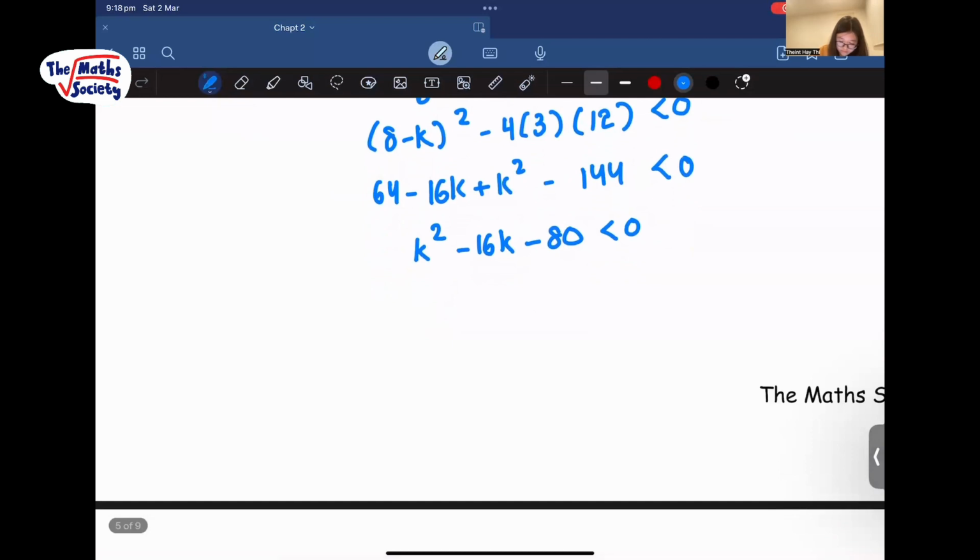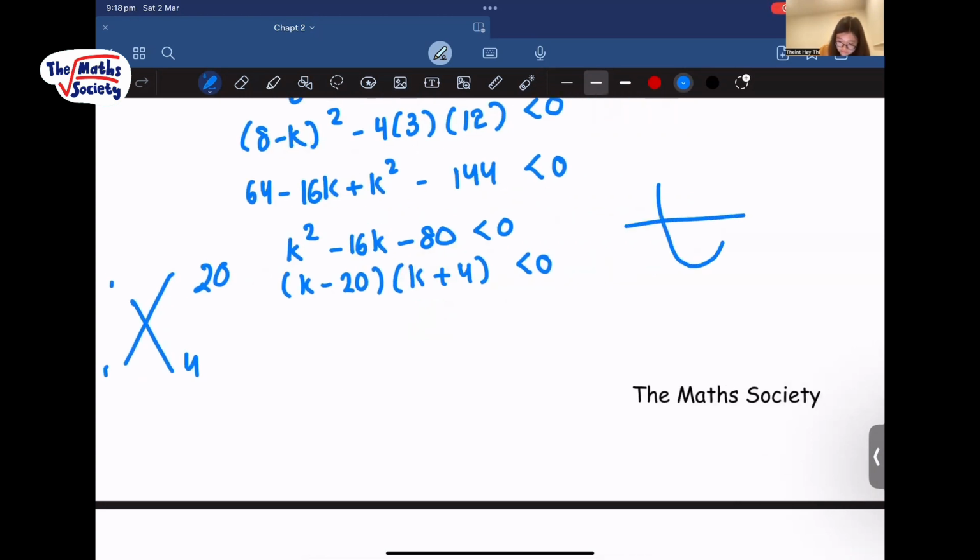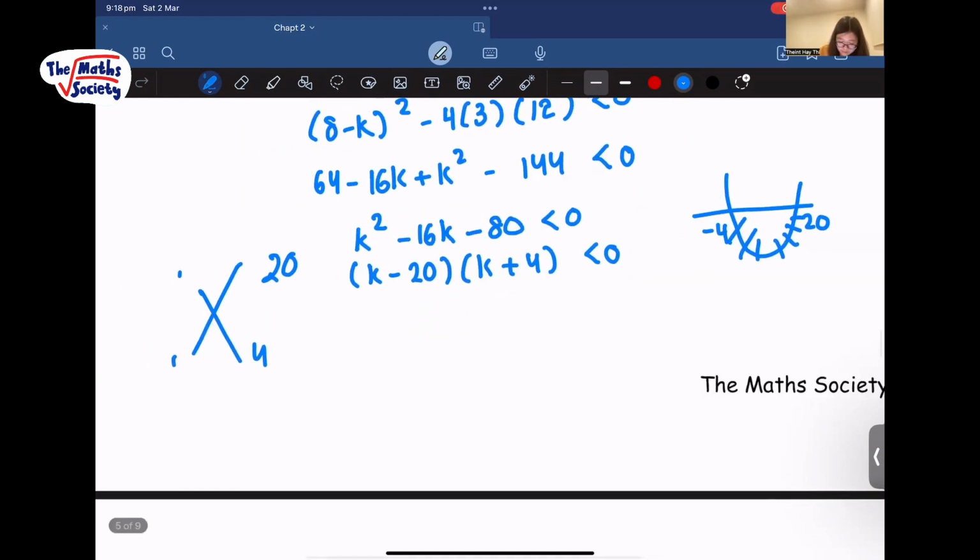And then we'll factorise it. We'll have it as minus 80, and so it'll be 20 and 4, because it's 16. So you'll have k minus 20 and k plus 4, which is less than 0. So we have it here, you'll have minus 4 and then 20. It has to be less than 0, which is within this region. So k is greater than minus 4, and k is less than 20. Yep.